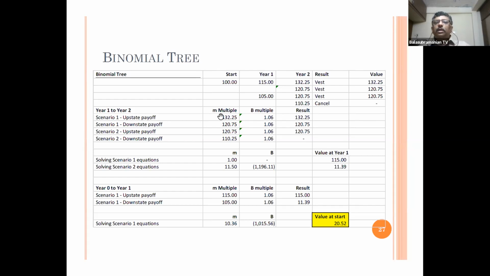Now, based on that, there is a formula by which you can compute M and B, which are the slopes and the constants, and arrive at the value today. So the value at start for the option comes to 20.52 rupees. These calculations are there in the Excel sheet. You can go through them over a cup of coffee at leisure later. But this is principally the model which can be used.